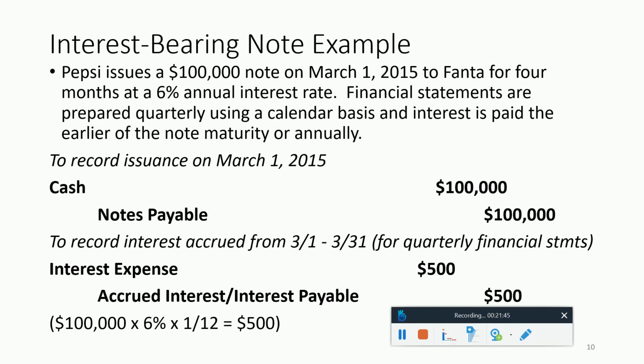We also need to be able to calculate the amount of interest that is owed. And so what we're going to do is take the face value of that note, which is $100,000, and multiply it by the interest rate, which is 6%. Keep in mind that this is an annual interest rate, and we're only recording interest for 1 month. So we're going to multiply $100,000 by 6%, and then multiply that by 1/12. And that gives us $500 of interest.